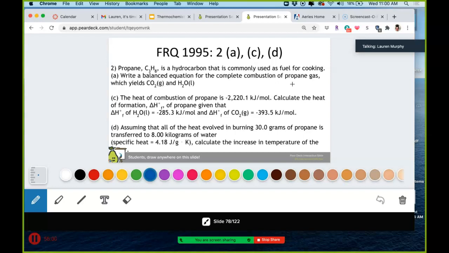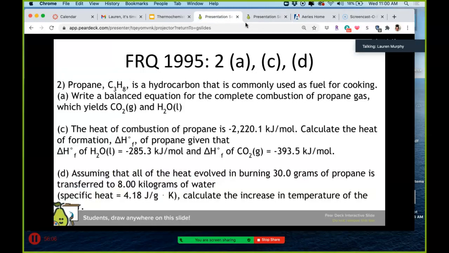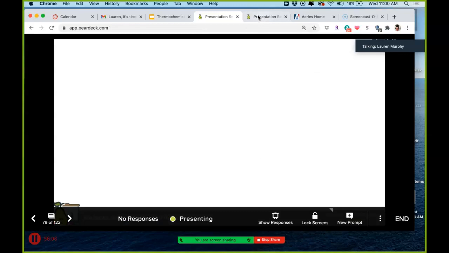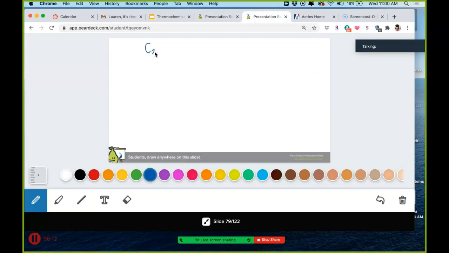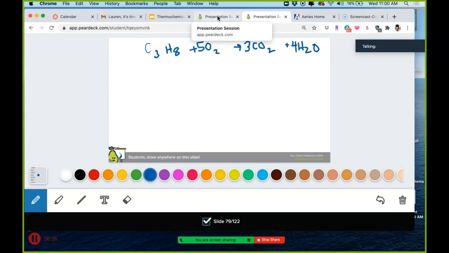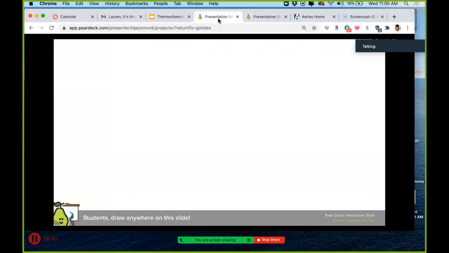We're going to write a balanced equation for the complete combustion of propane. Okay, you can do that. Write a balanced reaction for propane blowing up. Shouldn't be too hard. Combustion means you add O2. So this is a 3, this is a 4, this is a 5. Okay, so we just did A. Sweet, you got some points just on the FRQ.